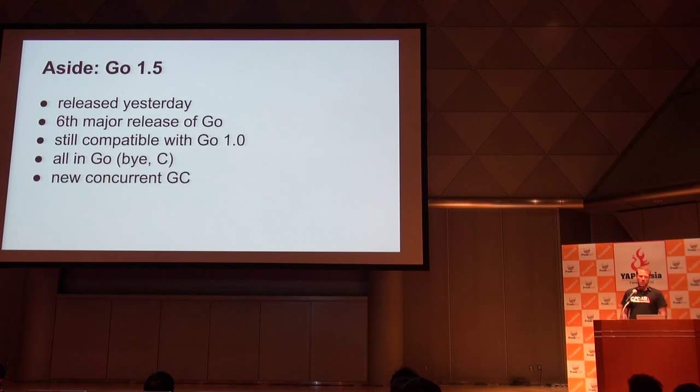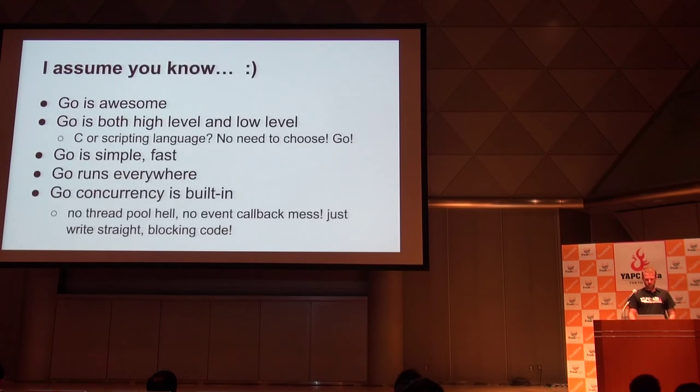As a quick aside, we released Go 1.5, I guess yesterday or a day and a half ago now. It was our 6th major compatible release of Go, so if you've been using Go since 2012, your code will still work, but just a lot faster. We're now fully bootstrapped, so we have no C code at all. The compiler, the runtime, the garbage collector, everything is now in Go, and we have a concurrent garbage collector. But that's about all I'll say about Go.